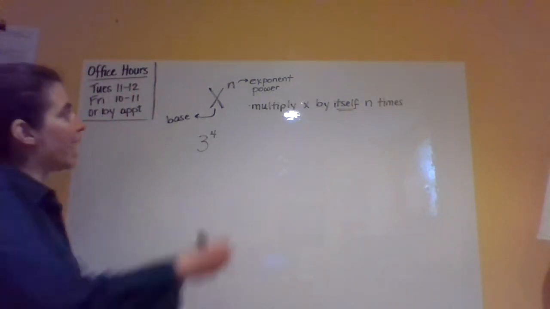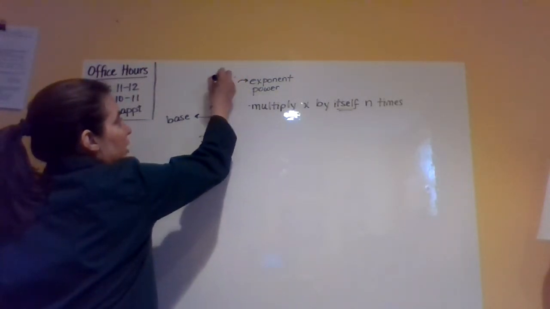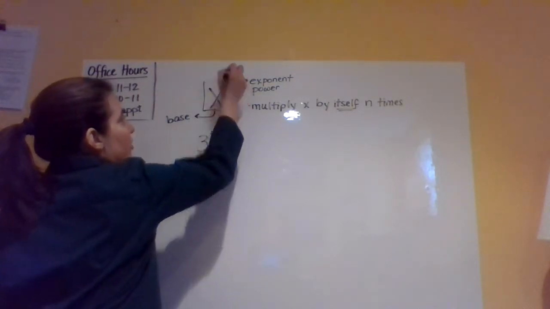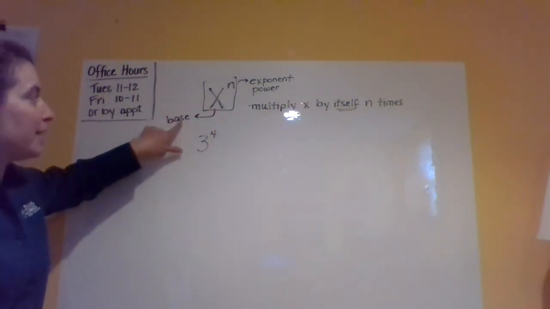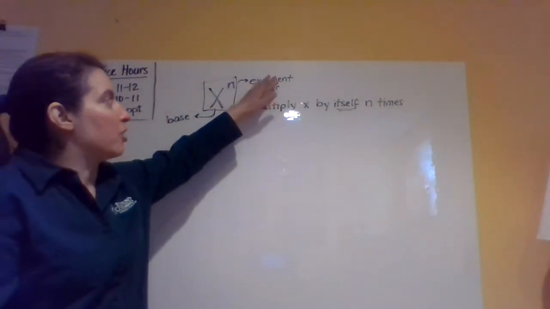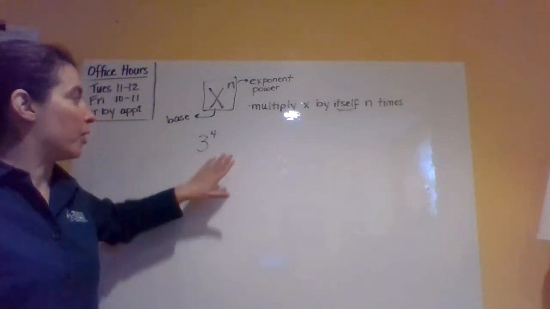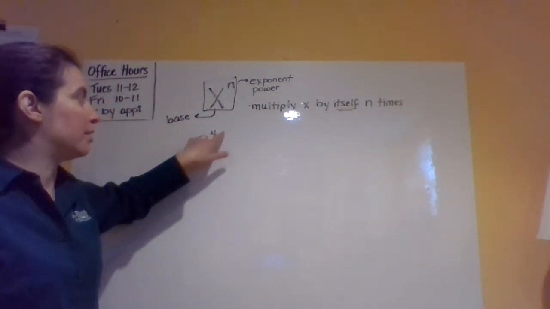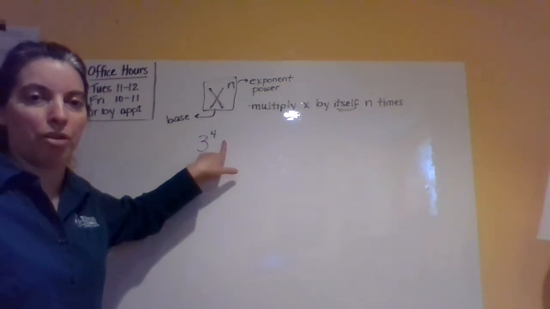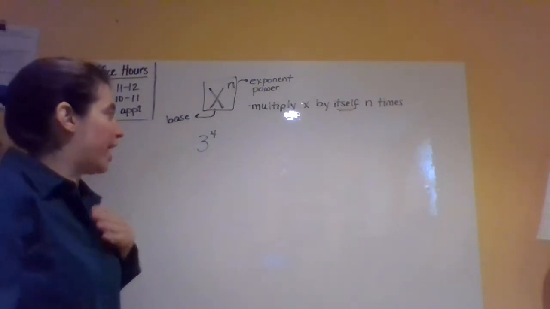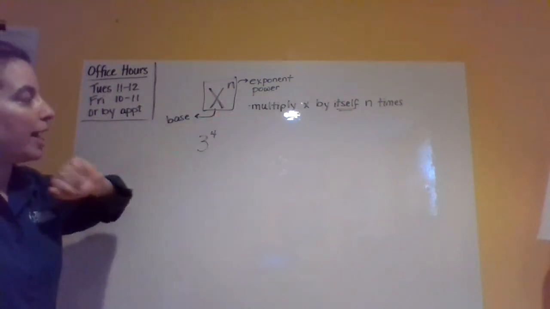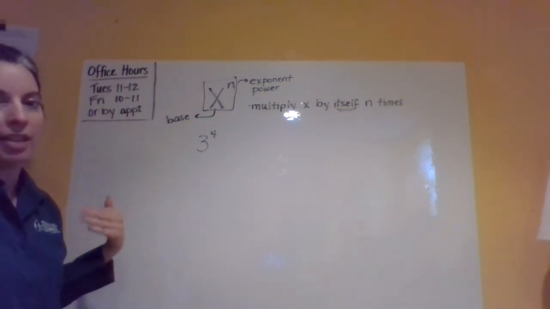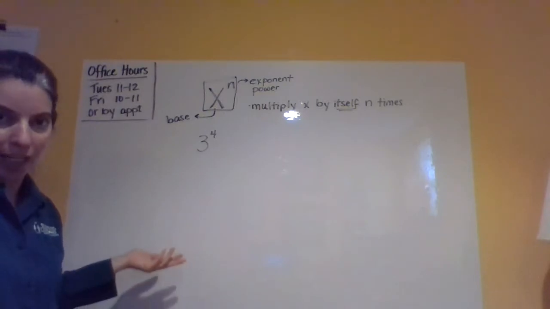Okay, so if we have an exponential expression like this, x to the n, you can see that at the top of your paper. This is called the base, and this n is called the exponent or the power. So we may see something like 3 to the 4th. We could say 3 to the 4th power, or 4 is the exponent there. What this means is that we're going to multiply x by itself n times, whatever n is.